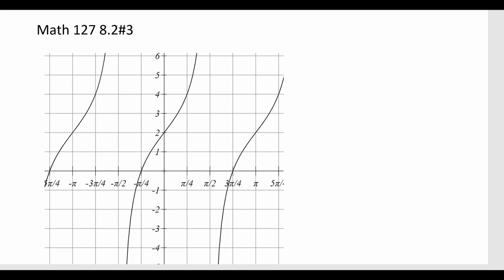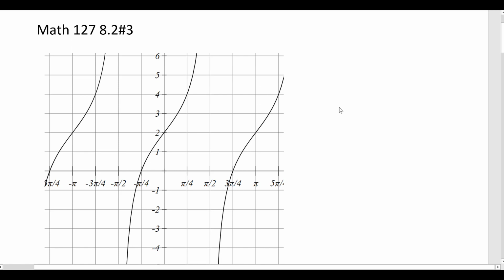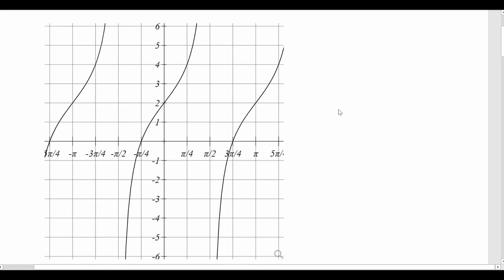This is for Math 127 OE1, or just open enrollment. Looking at a couple of problems from 8.2, and we're talking about specifically the tangent and cotangent graphs. So what we're trying to do is figure out how to identify the function from the graph that we're given. The first thing, and I did pull this from someone's work, and you'll see that the person got some stuff right.